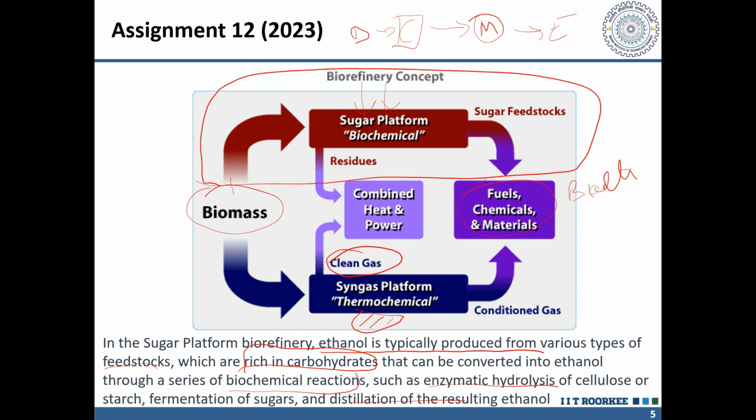And secondly, we can also get some other types of materials or chemicals such as syngas by thermochemical processes, by treating the biomass thermochemically in the absence of oxygen, in the presence of oxygen, or by direct combustion, we can produce some type of energy also. So in this way, we can get other chemicals, energy, or materials which are useful products. Therefore, we use the sugar platform refinery to produce ethanol and other byproducts.